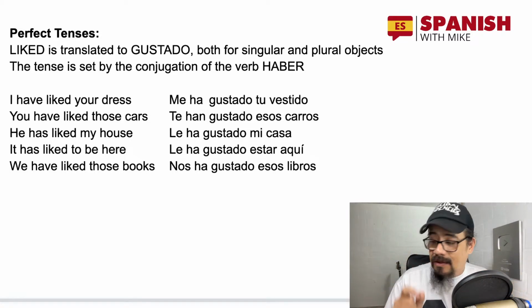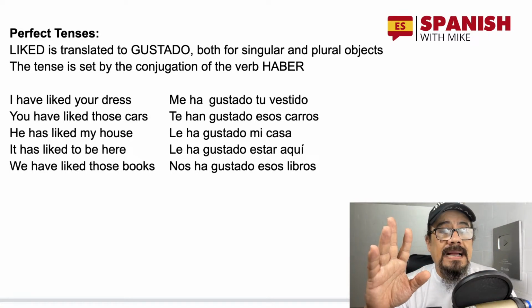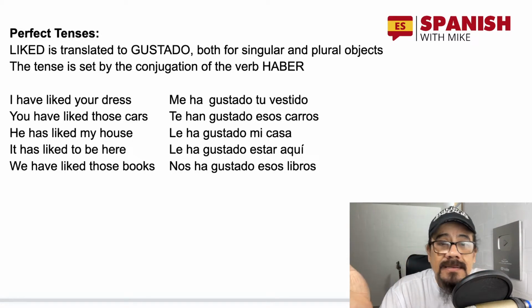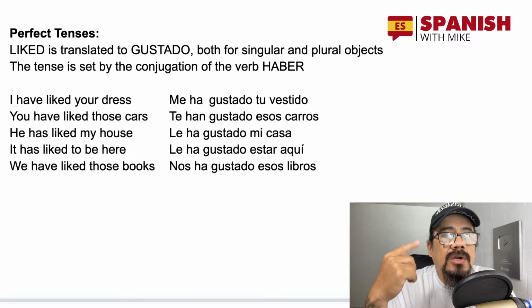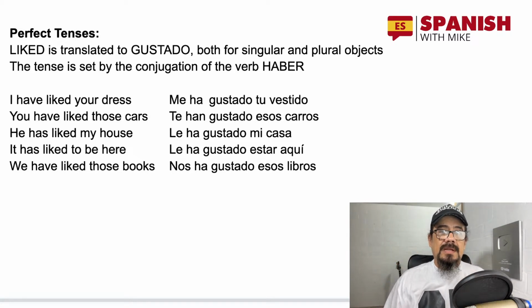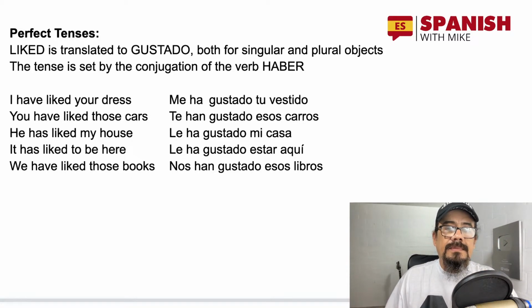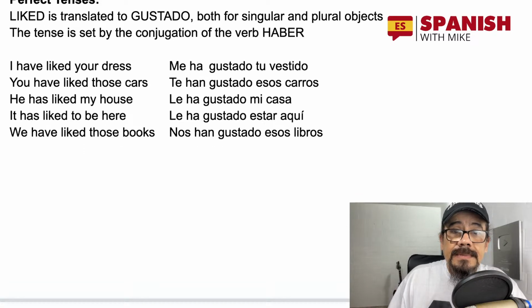The same. Gustado. You see? He has liked my house. Le ha gustado mi casa. It has liked to be here. Le ha gustado estar aquí. Same. We have liked those books. Plural. Same. Nos han gustado esos libros. Sorry, nos han gustado, I mean. See? Easier. Easy, I mean.